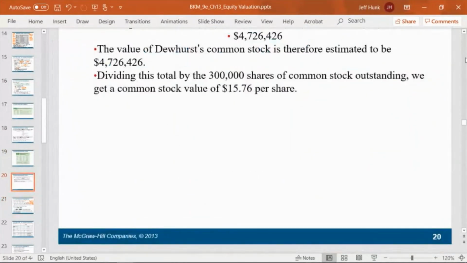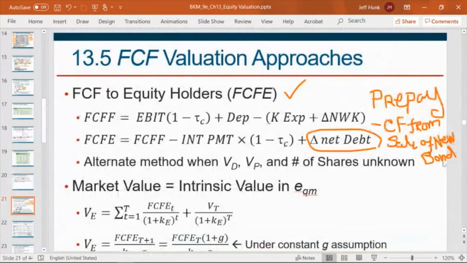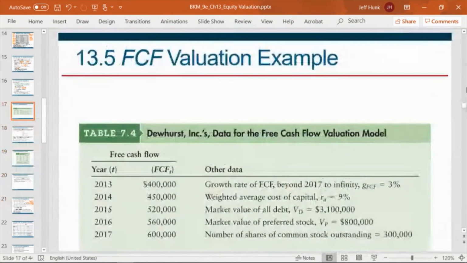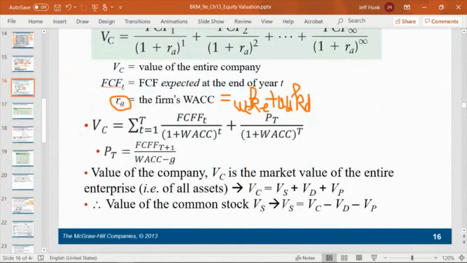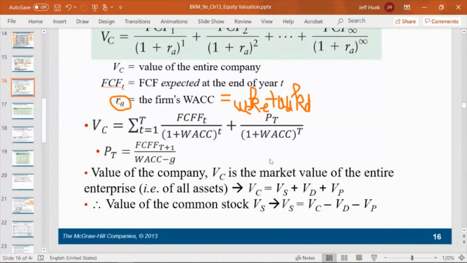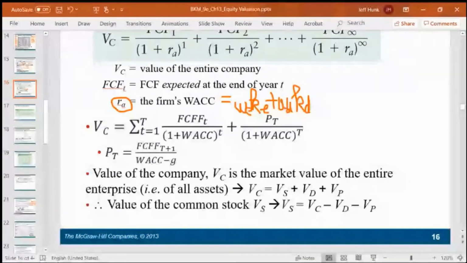Okay, and I want to go straight to the free cash flow to equity holders approach. So for the free cash flow to the firm approach, if you are not clear about that, if you're rusty on that, I suggest looking up the YouTube videos.